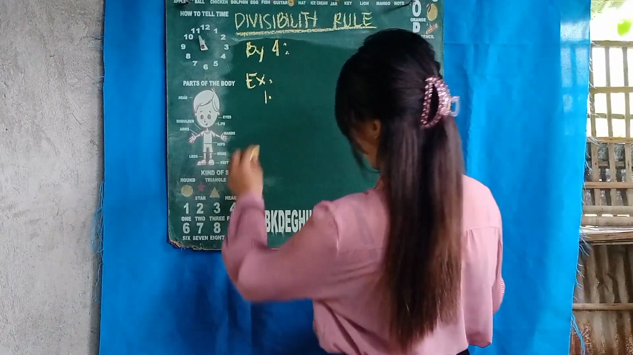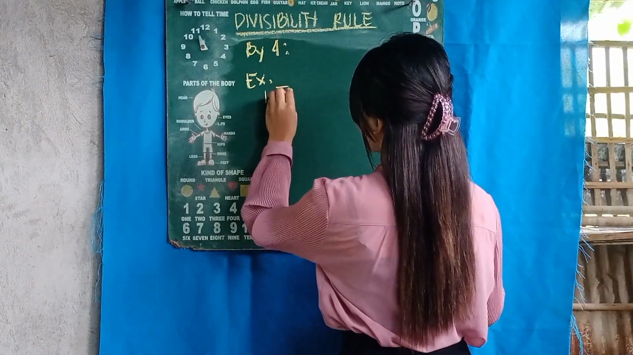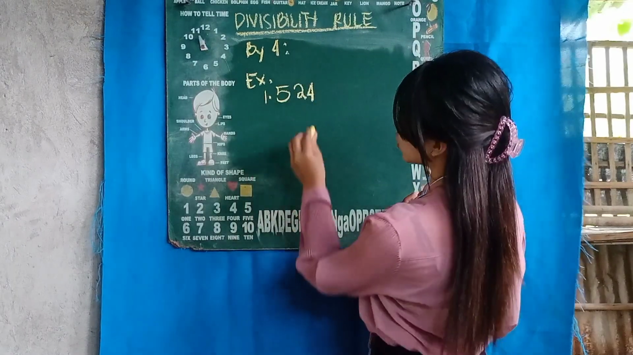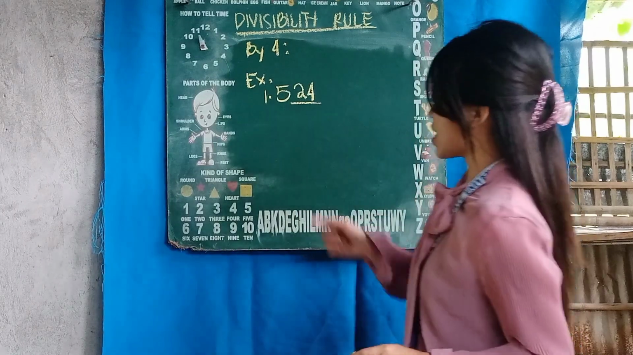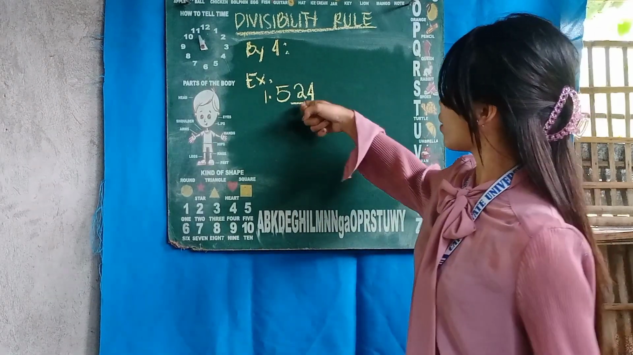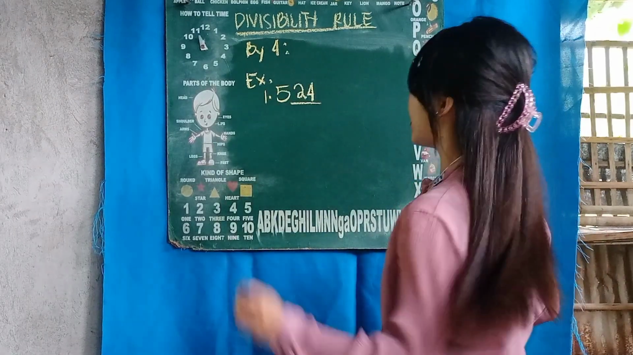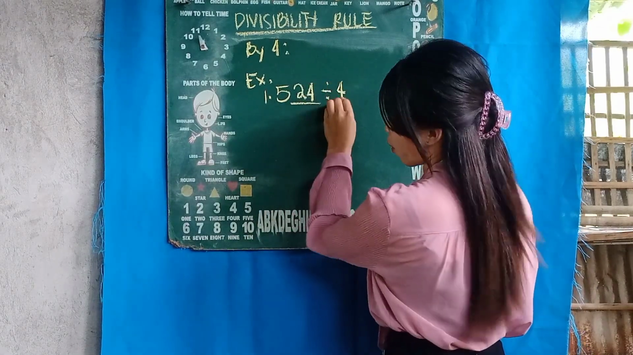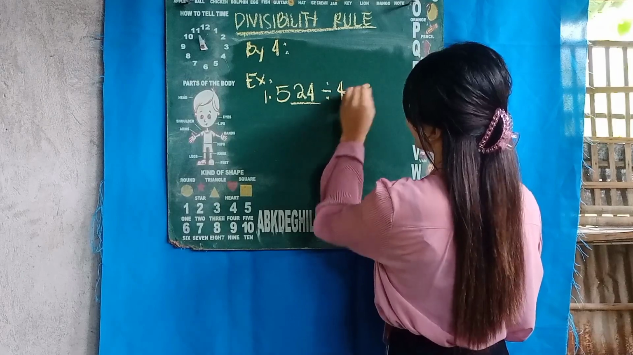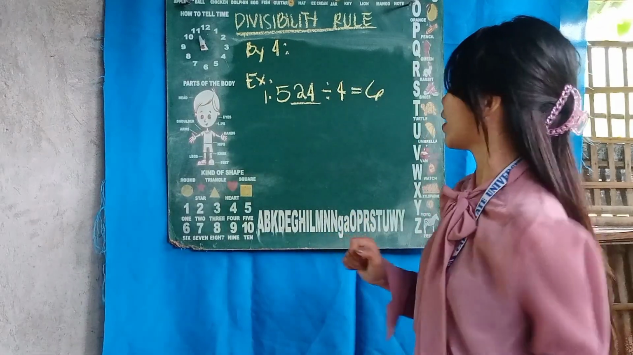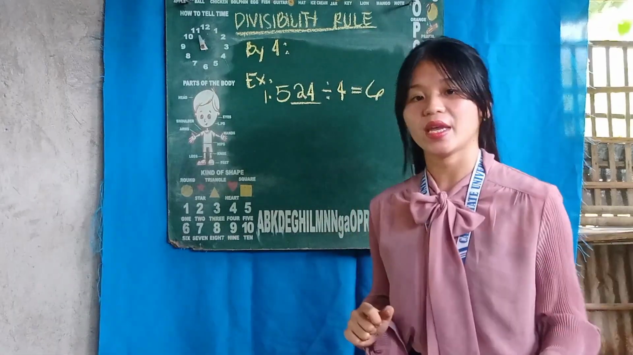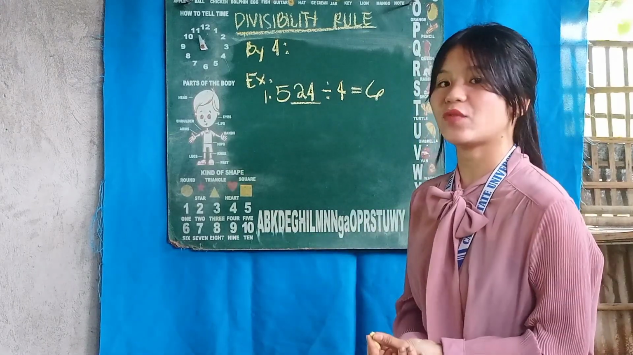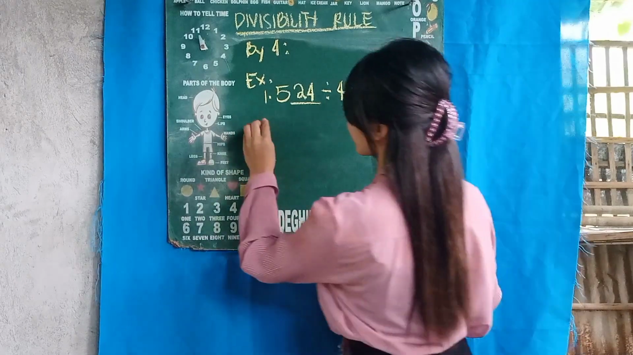Example number 1 is 524. What are the last 2 digits of the number? It is 24. So, is 24 divisible by 4? Yes, of course. Because when you divide 24 by 4, it is equal to 6. Without getting any remainder. So, of course, 524 is divisible by 4.